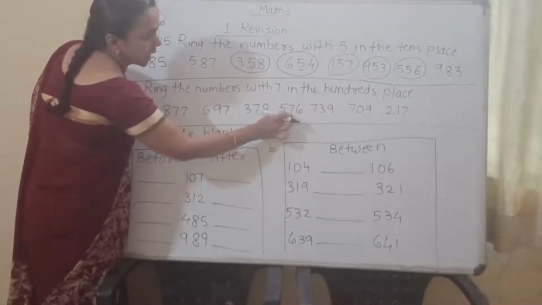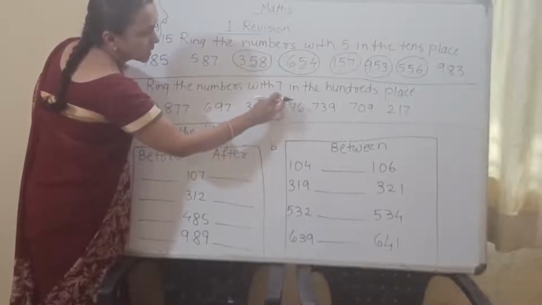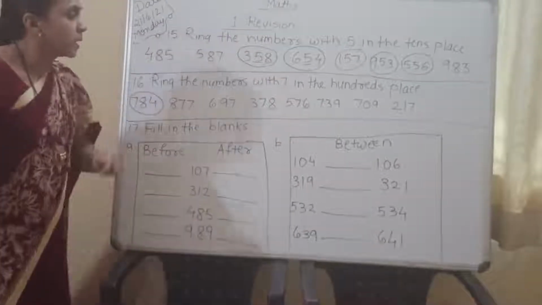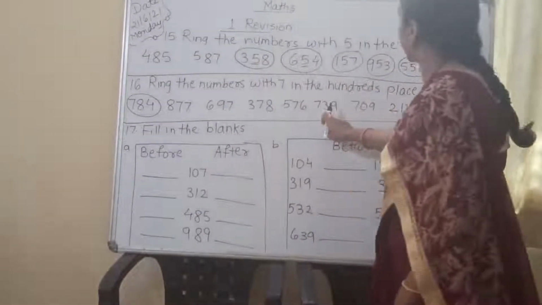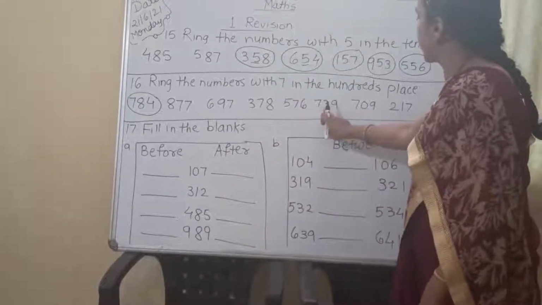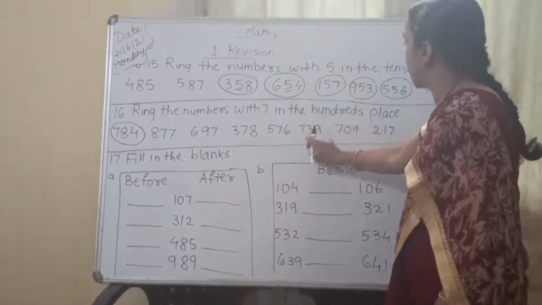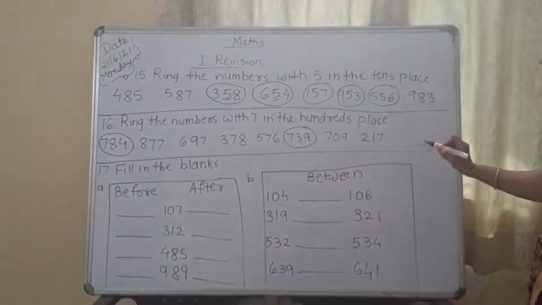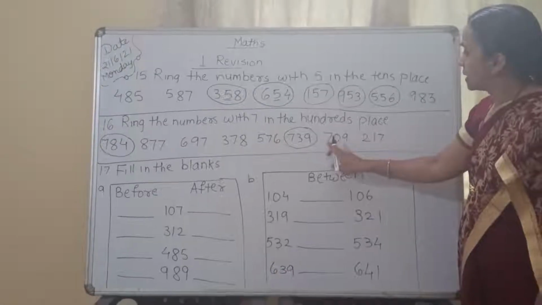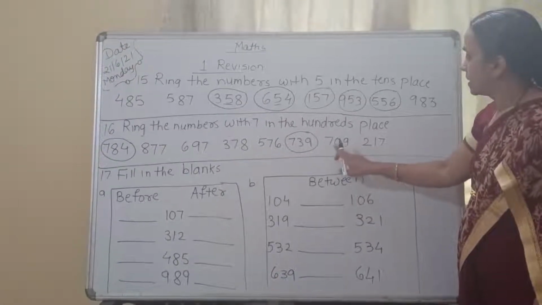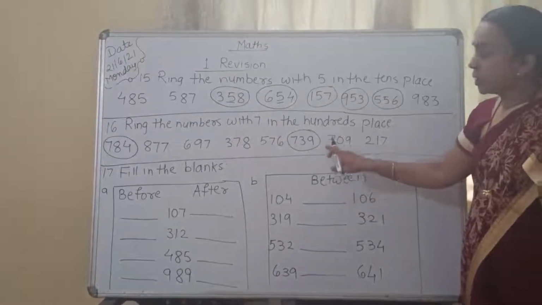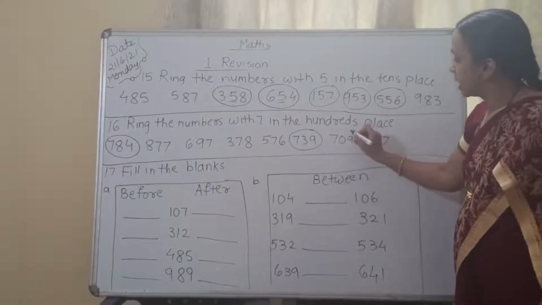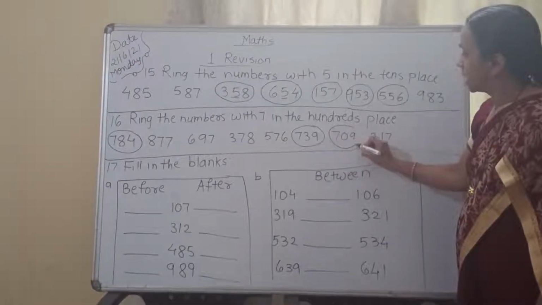576. Ones, tens, 100. In the hundreds place 7 is there? No. Now see here 739. Ones, tens, 100. In the hundreds place 7 number is there? So circle this number. Okay. Now see next number 709. Ones, tens, 100. So in the hundreds place 7 number is there. So that's why we have to circle this number.